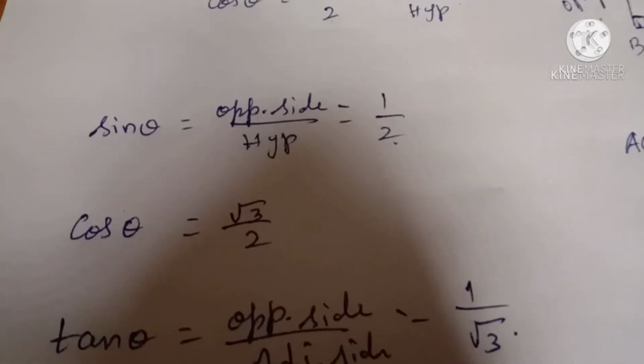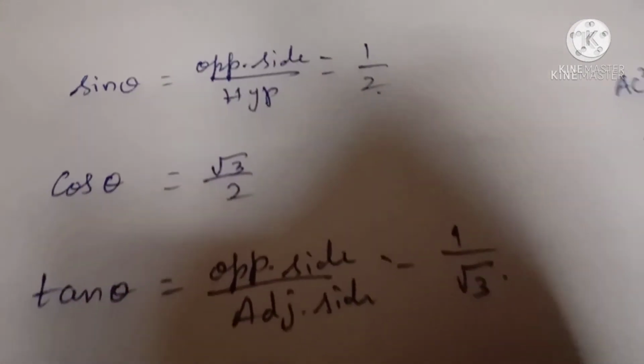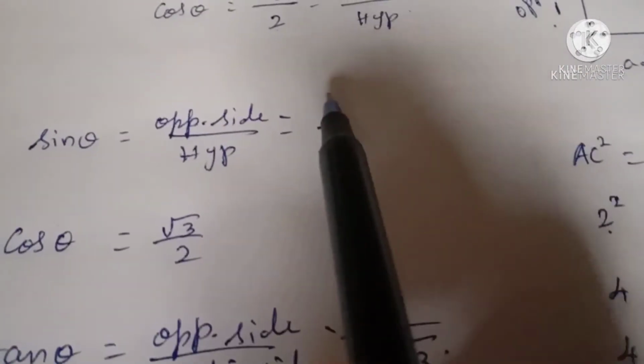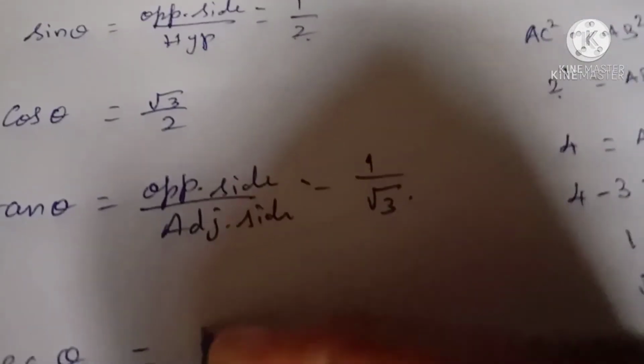Now, cosec theta. Cosec theta is nothing but the reciprocal of sin theta. Value of sin theta is 1 by 2. Therefore, cosec theta is 2 by 1, which is equal to 2.